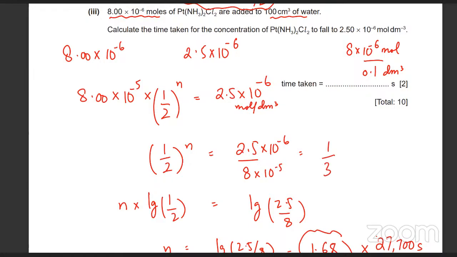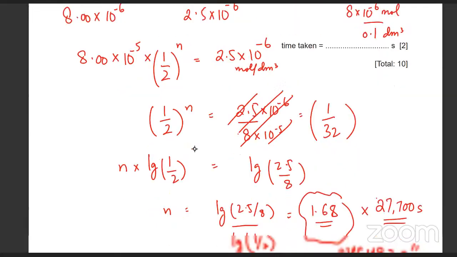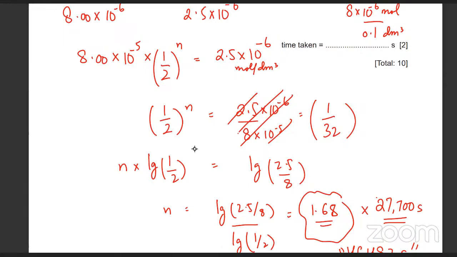Okay. Now you don't have to go into log. So it's 1 by 32. So half to the power n, when is half to the power n equal to 1 by 32? n is equal to, what power will give you 32? That's going to be 5. Is that clear? Yes, I'll explain the formula, okay? But is it clear that you no longer have to go into log?